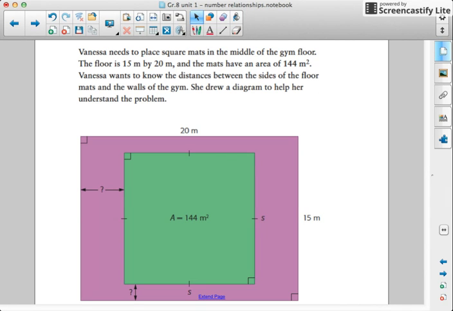Here's a challenge problem, a word problem that uses square roots. So if you've finished practicing already and you want a bit of a challenge, you can try this one.